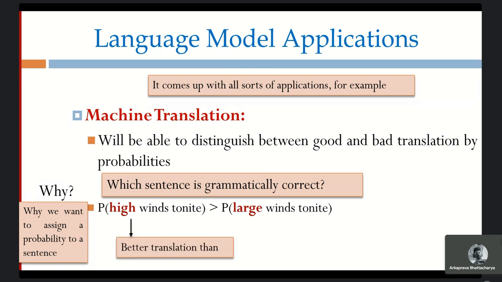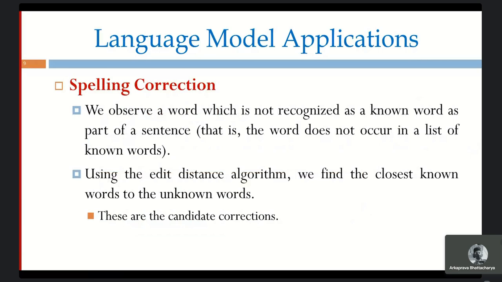"high winds tonight" should have a higher probability than "large winds tonight," because when you look into the grammatical structure of the sentence, the word "high" should have a higher probability than the word "large." The "winds tonight" are the same here, but when you look at the two words "high" and "large," the probability value for "high" should be more than the value for "large." This is where probabilities play a very important role. So the probability of this sentence should be higher than this sentence. Only then will you be able to retrieve or generate the correct sentence. So this is one example for machine translation.